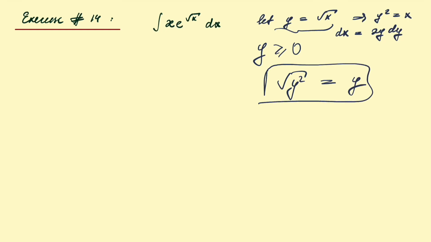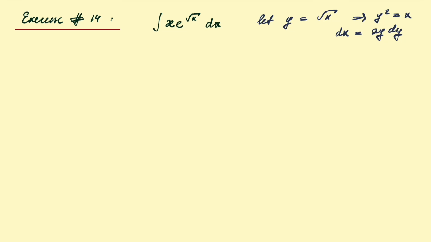Actually, it's usually the absolute value of y, but in this case we can just write y here. But we'll do this in a further step. Let's take a look. Okay, now this integral is equal to y squared times e to the y, as I mentioned earlier, because it's a square root of y squared. And dx, as we computed earlier, is 2 times y dy.